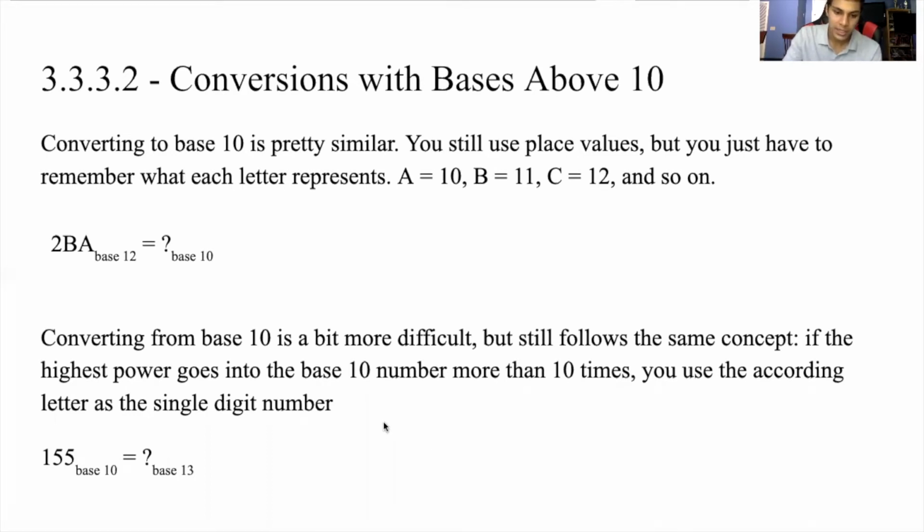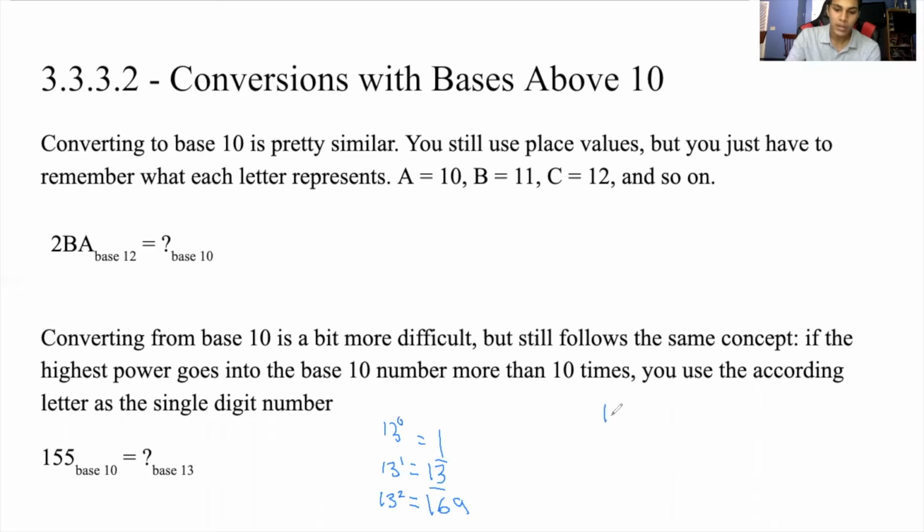First we need to list out our powers of 13. So 13 to the power of 0 is 1. 13 to the power of 1 is 13. And then 13 to the power of 2 is 169. And we can stop here because 169 is greater than 155. So we know that 155 is only going to be divisible by 13 and 1. So now we need to see how many times 13 goes into 155.